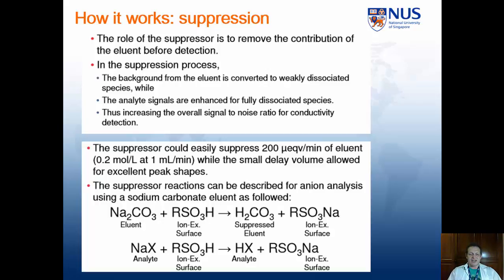And for anion analysis, with the bicarbonate eluent that you'll be using, the sodium carbonate in the eluent exchanges with hydrogen ion from the suppressor resin to form so-called carbonic acid, which then dissociates into carbon dioxide and water. For the analyte ions, let's imagine we've got a sodium halide. Sodium chloride, shall we say, goes into the suppressor column, and again the hydrogen from the ion exchange resin exchanges with the sodium, so the sodium stays on the resin surface, and what leaves the column is the hydrogen.